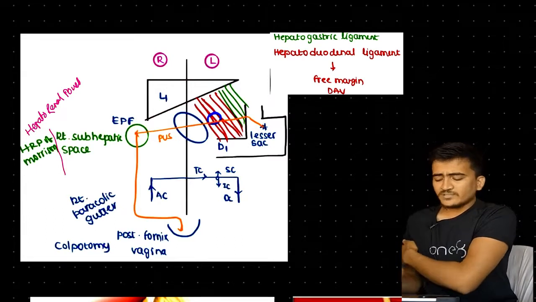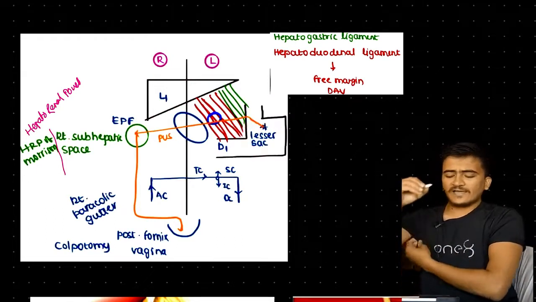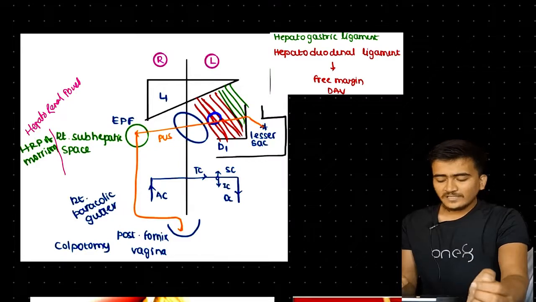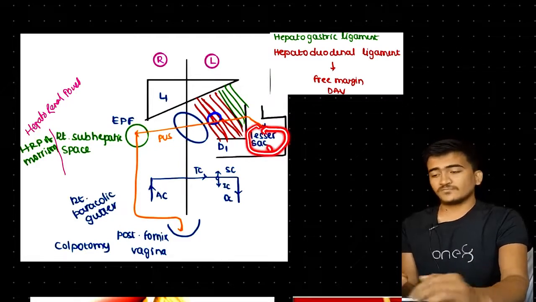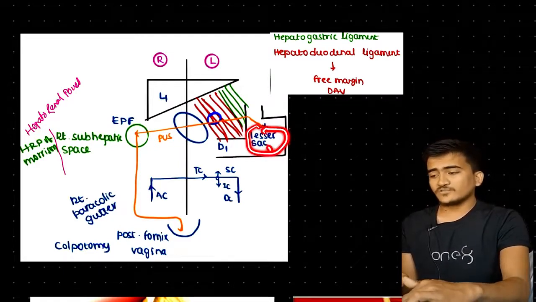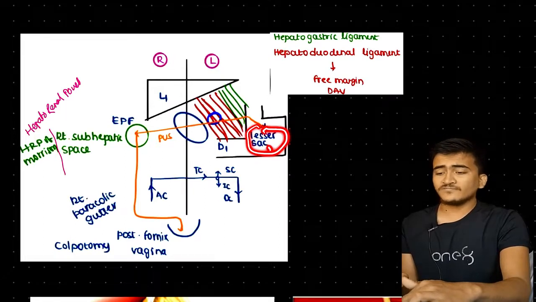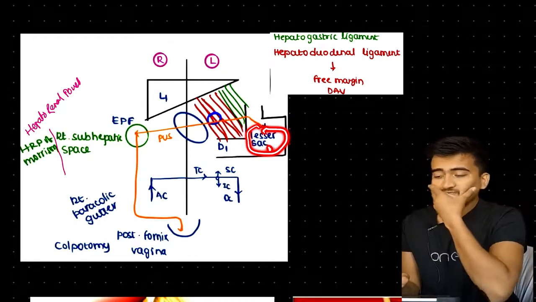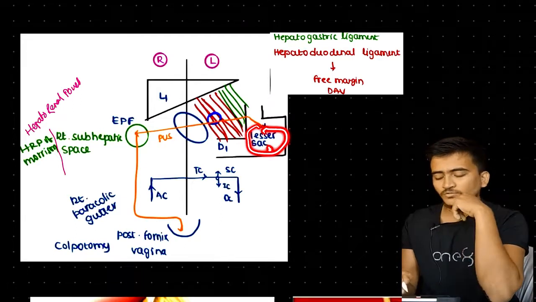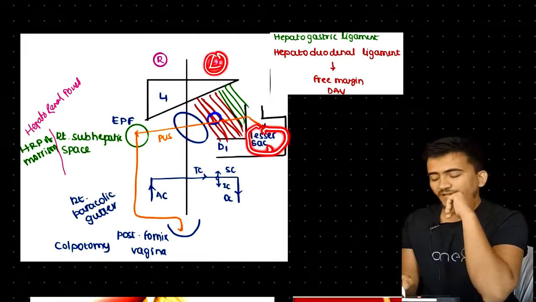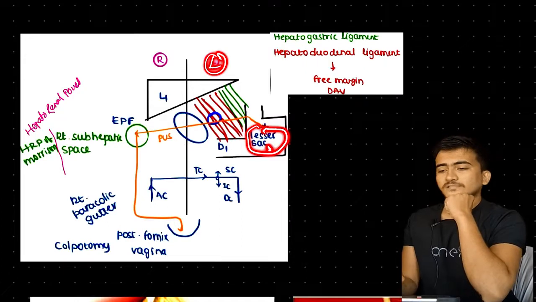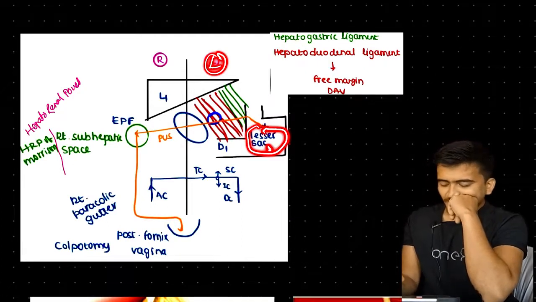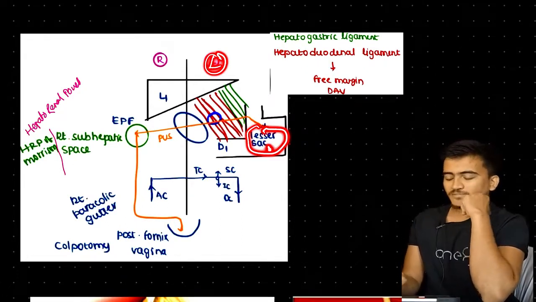And if you remember the lesser sac, what did I call the lesser sac? I called it the left subhepatic space. Why did I call it the left subhepatic space? Because it is present on the left hand side, toward the left lobe, and it is present behind the liver. That's why it is called the left subhepatic space.